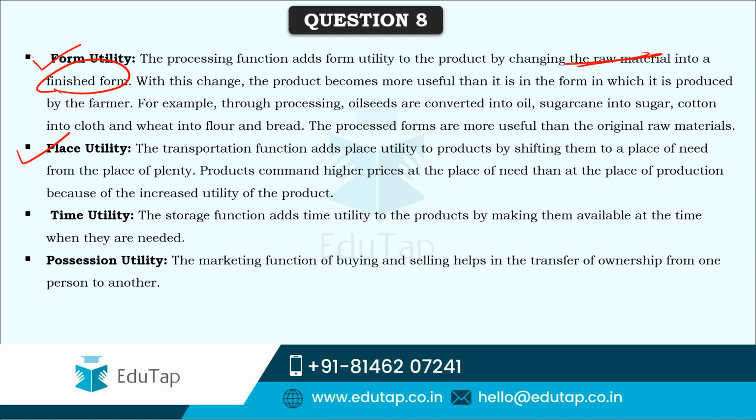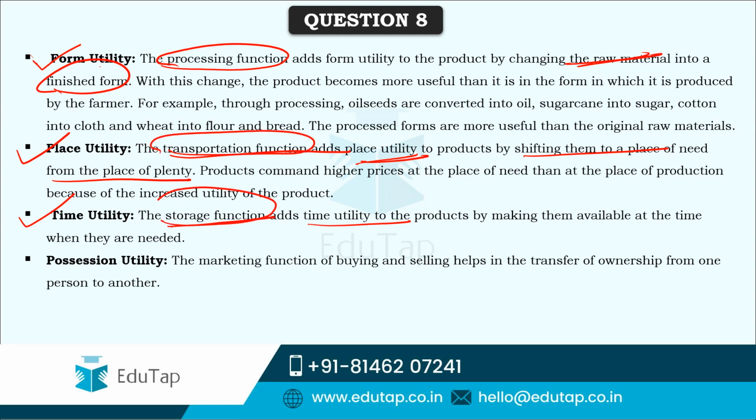Next comes place utility. Here the transportation function adds place utility to products by shifting them from the place of plenty to a place of need. That is, at one place there might be growing, but now they are being transported to another place where there is a need for them. And next is time utility. The storage function adds time utility to the products. So form utility, processing function; place utility, transportation function; time utility, storage function. They make products available at the time when they are needed.